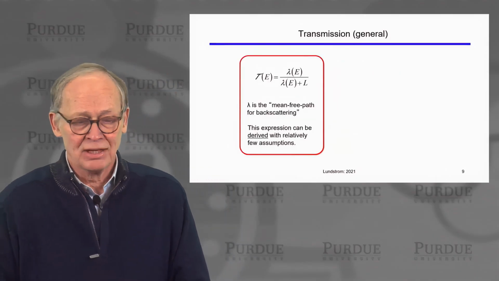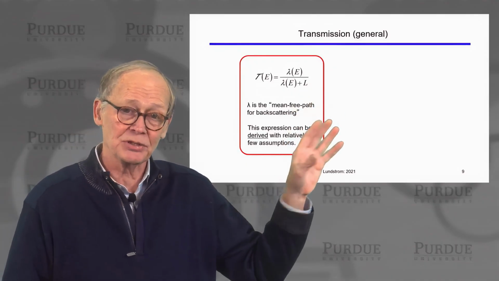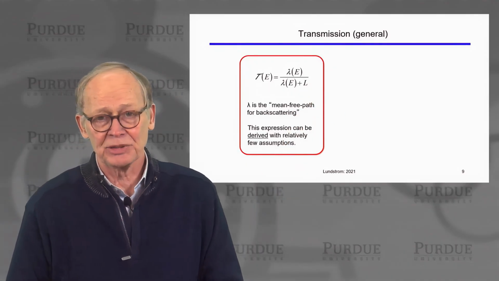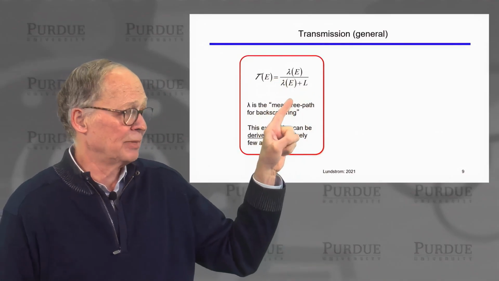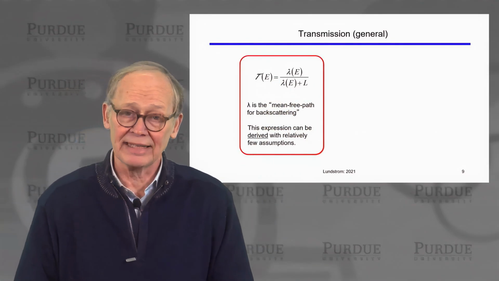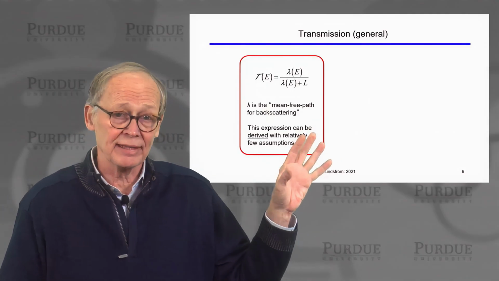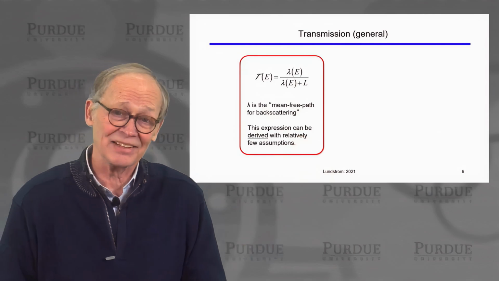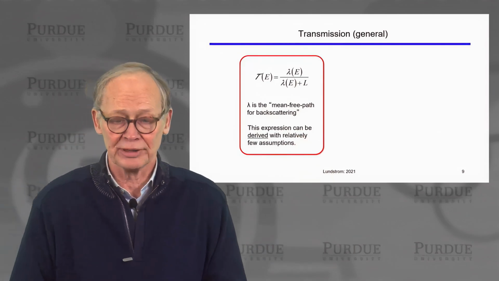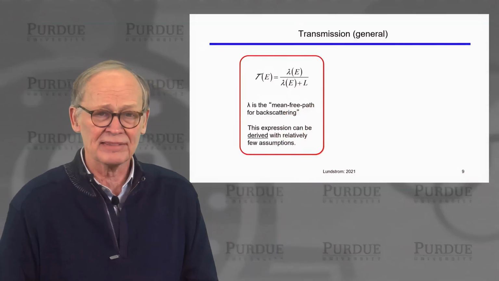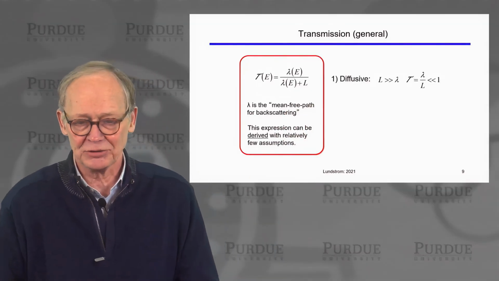All right, there's a very simple equation that relates the transmission to the average distance between scattering events. It's simply the mean free path divided by the mean free path plus the length of the device. This expression we can derive again from the Boltzmann transport equation. It tends to work very well in practice under most conditions that we're interested in, but it's also very intuitive. At least we can see that it makes sense in the two limits.